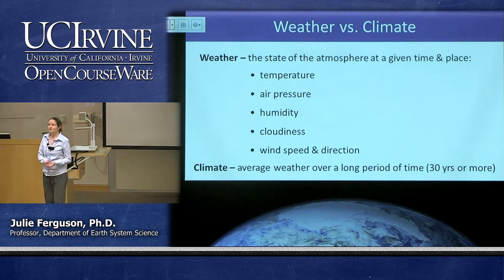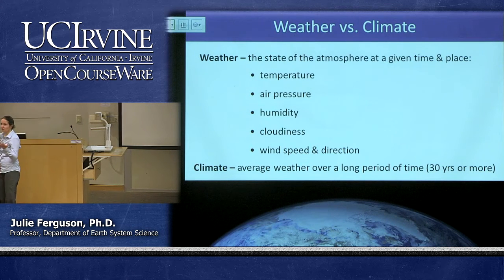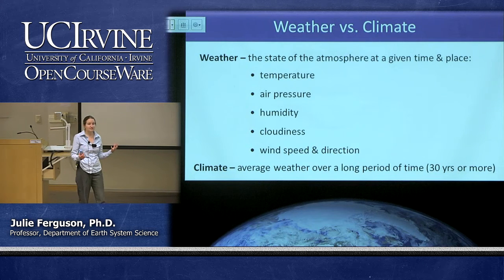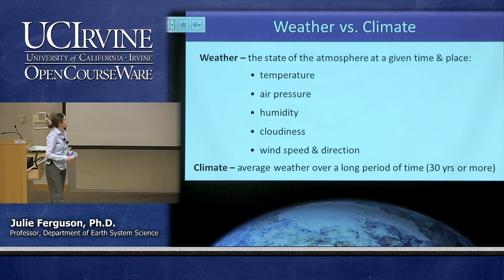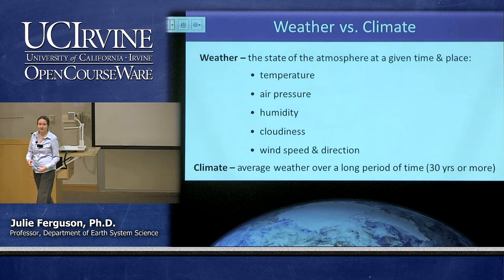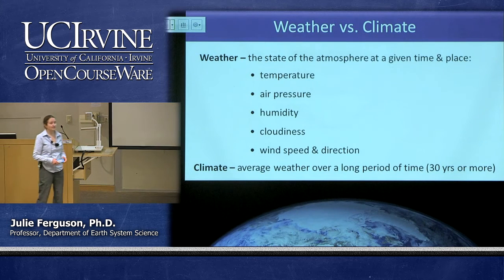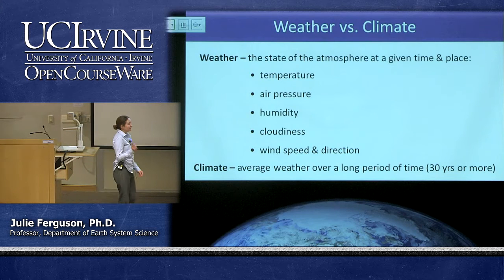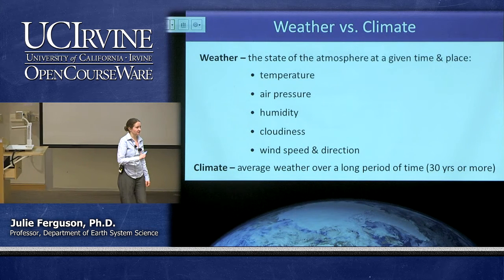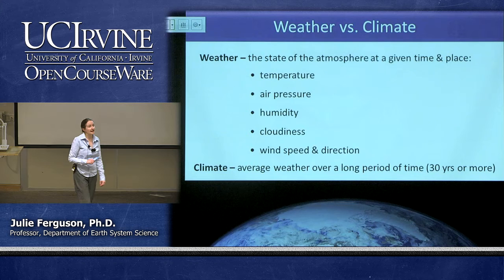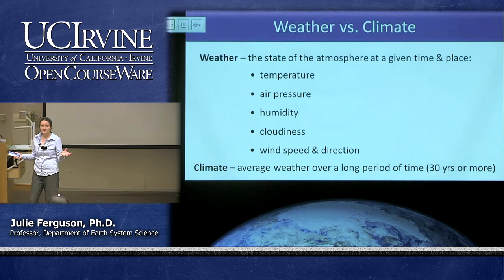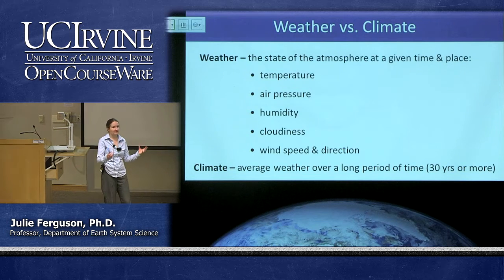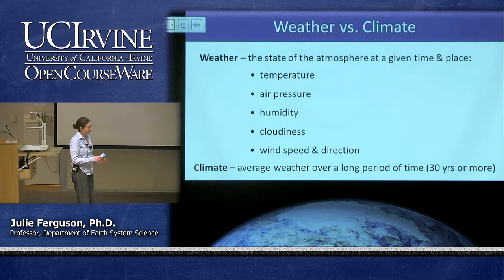So as a reminder, we have 5 factors that describe weather in our atmosphere, which is the state of the atmosphere at any one given time or place. And that's things like temperature, air pressure, humidity, wind speed, cloudiness, all that stuff we talked about way back now in the quarter. Climate, though, is an average of those. Okay? Climate is the average of, say, maybe 30 years of the temperature. Okay? It's 30 years of the wind speed or something like that.